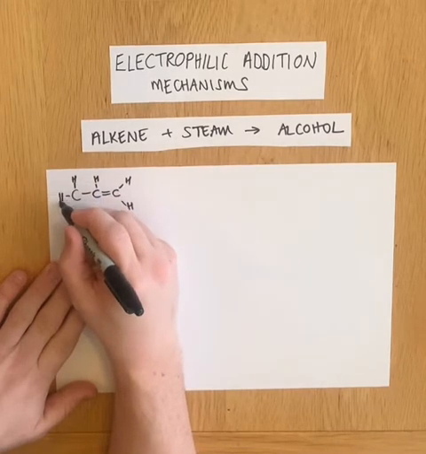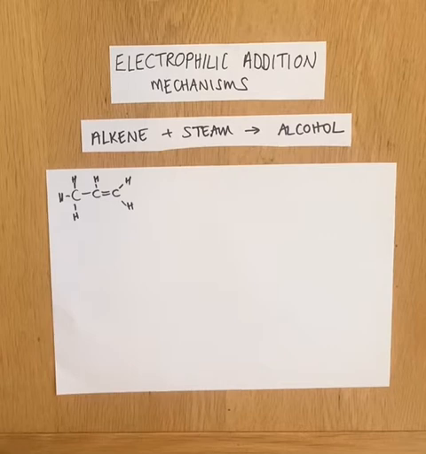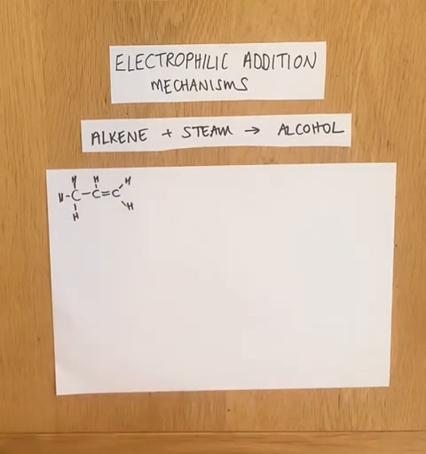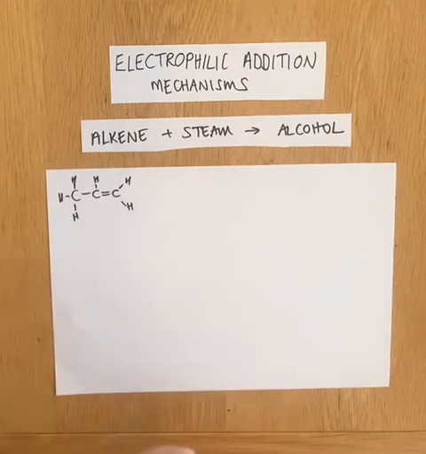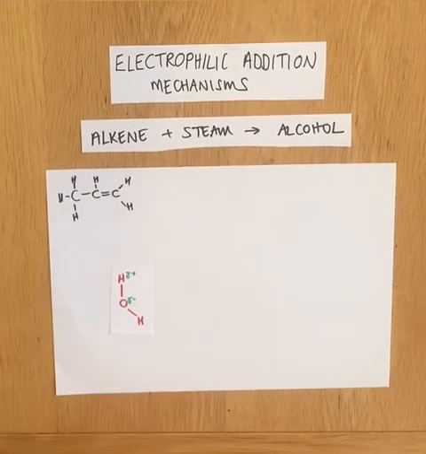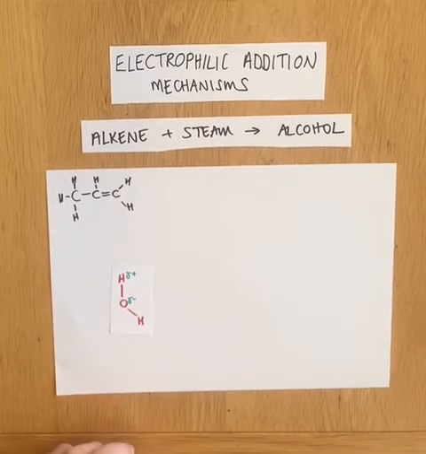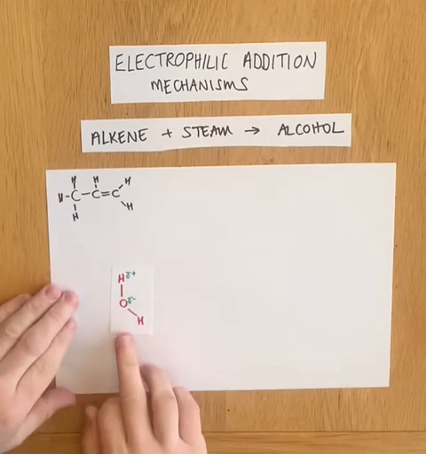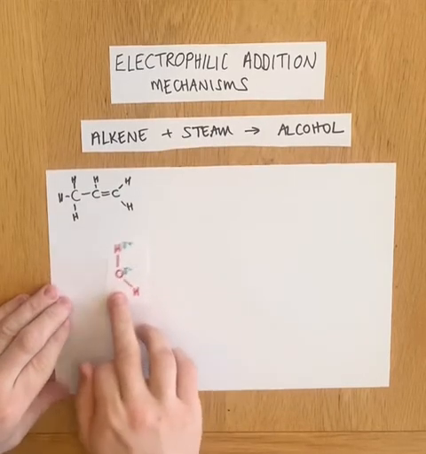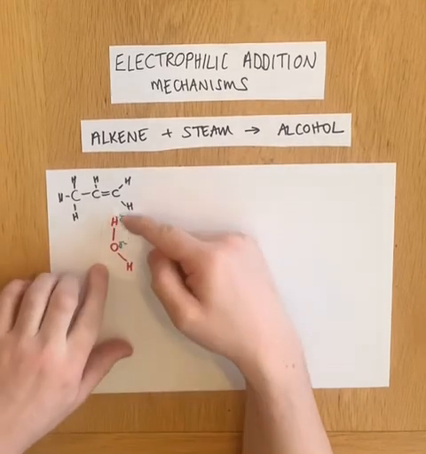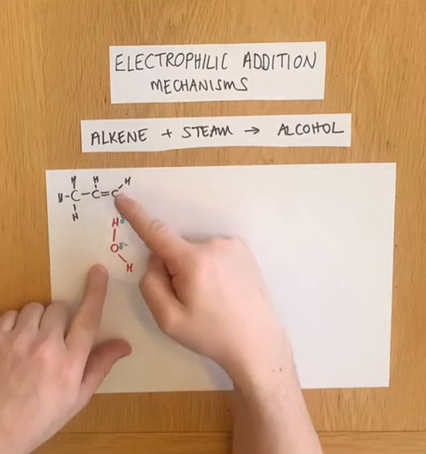We know that the high electron density of the double bond, particularly the pi bond, will attract electrophiles. Electrophiles tend to have a partial or a full positive charge so that they can accept a pair of electrons. Water, we know, is a polar molecule. I've only drawn one of the polar bonds because that's all I really care about in this mechanism right now. As this electrophile comes along, it could form a bond for the hydrogen.